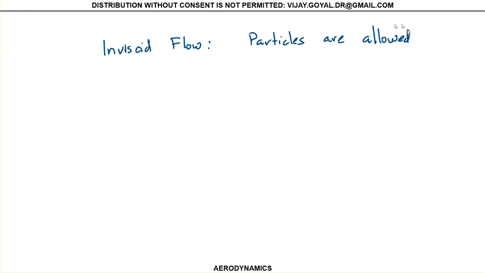Now, this is what happens in a non-slip condition. Now, let's contrast it with an inviscid flow, where the particles are allowed to slip. So this is a no-slip condition, and the opposite of that is the inviscid flow. In the case of the inviscid flow, particles are allowed to slip past the wall. Okay?